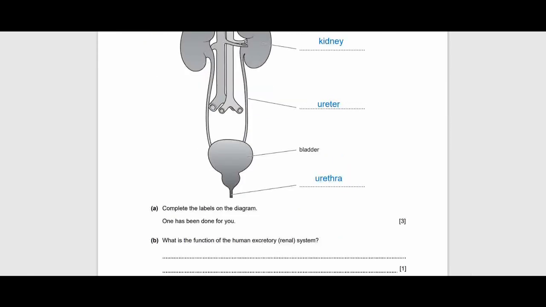Question 1b. What is the function of the human excretory renal system? 10 seconds from now.